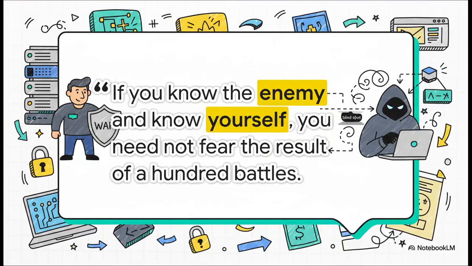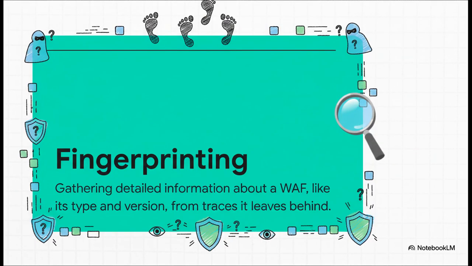It all comes down to that classic military strategy. Before you even think about launching an attack, you have to gather intel. And in the world of cybersecurity, this whole reconnaissance phase has a name. It's called fingerprinting. Fingerprinting is pretty much what it sounds like. It's all about poking and prodding the bouncer to see how they react. Attackers will send these specially crafted requests, some harmless, some maybe a little bit malicious, just to see what clues the WAF leaves behind in its response. And these clues, well, they act just like a fingerprint, revealing its true identity.